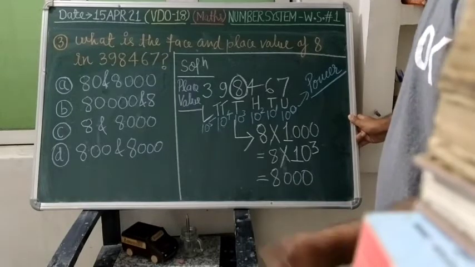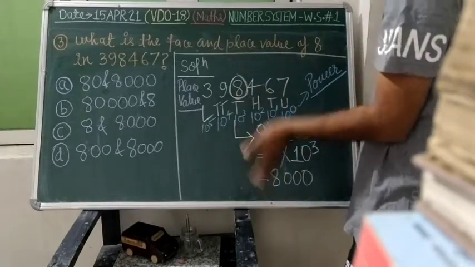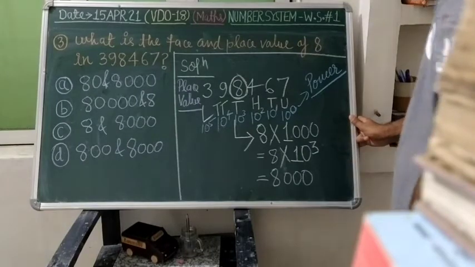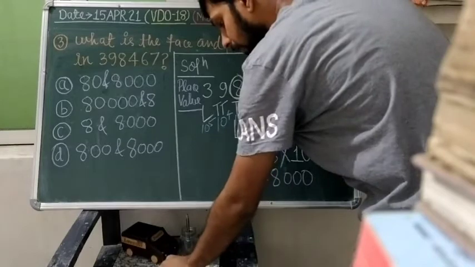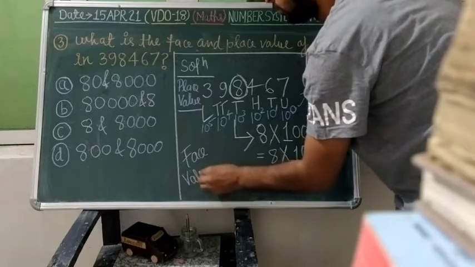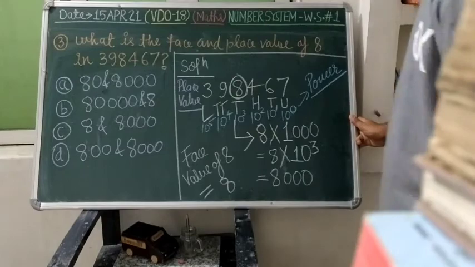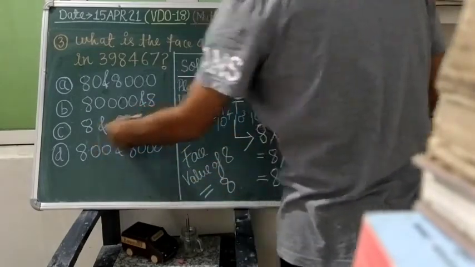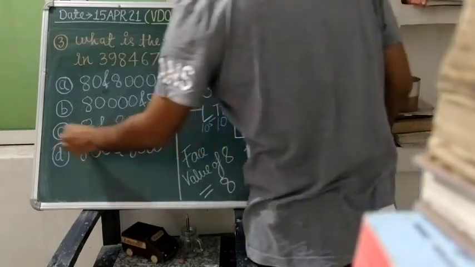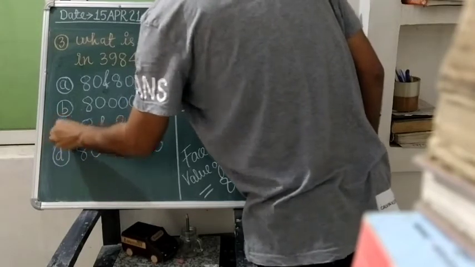So the face of any person is not going to change. So the face value of 8 will be 8 itself. The face of 8 will be 8 itself. So the face value of 8 will be 8 only. The place value is 8000, the face value is 8. So your answer C will be correct.